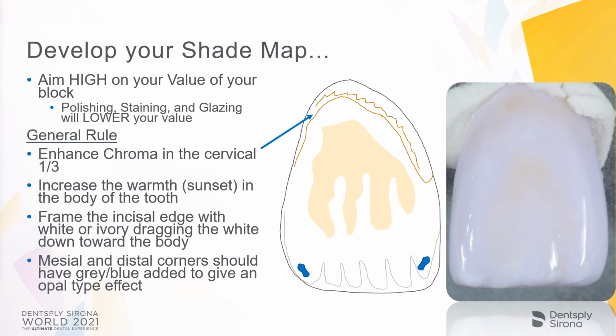With dentin show through, sometimes we have enhanced chroma in the cervical third. Sometimes that's just due to the thinning of the enamel and a little bit of the change in color of some cementum showing through. You can see then we have this increased warmth or sunset in the body of the tooth. You can see here what my shade map looks like, and how light of sunset we actually need. One thing people tend to do is overdo it on the stain and really cake it on there.